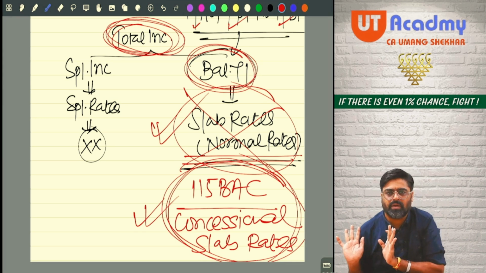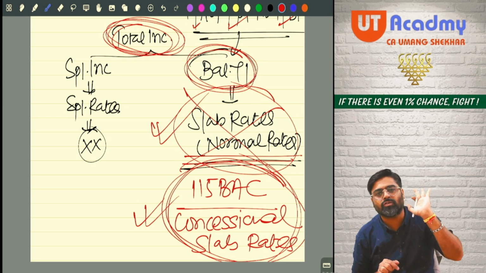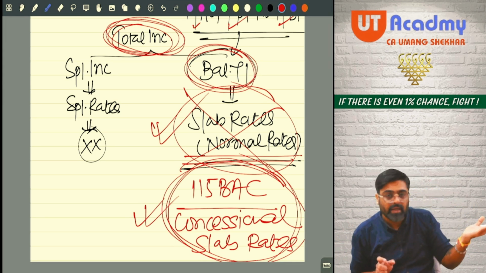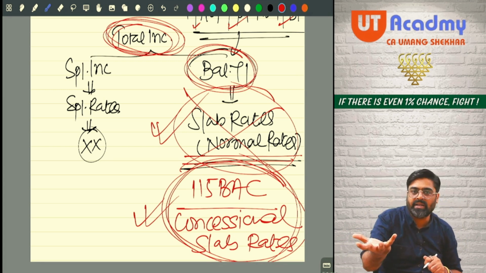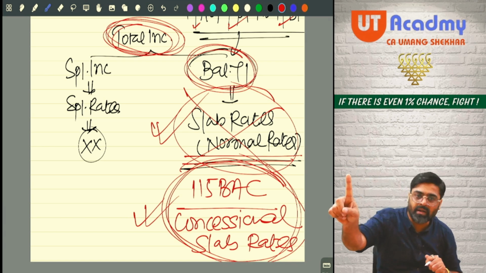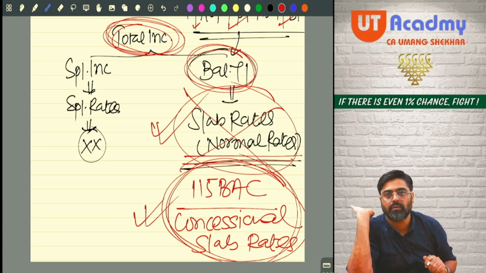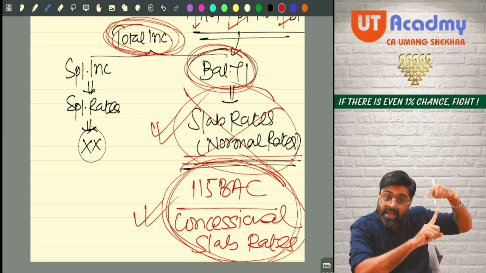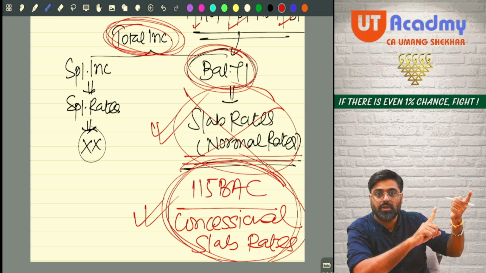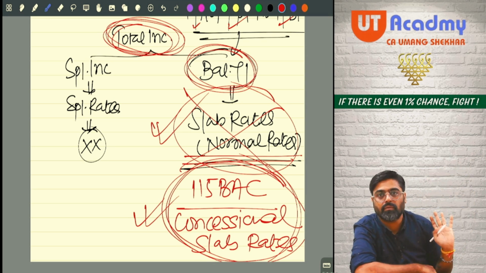Whatever calculations we are going to make, we will always assume in all the calculations that we have shifted out of 115 BSE. We are in the normal tax scheme. We will apply the normal tax rates which we have studied so far. Getting my point? But there is 115 BSE also. There are concessional tax rates also that we are going to see later on.